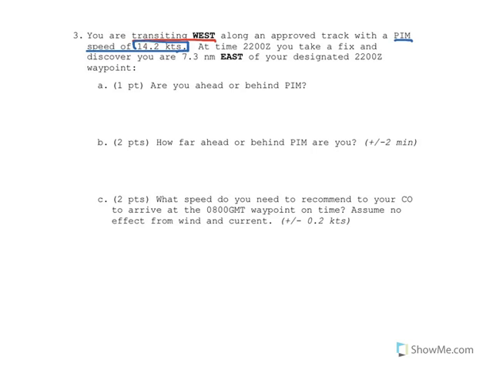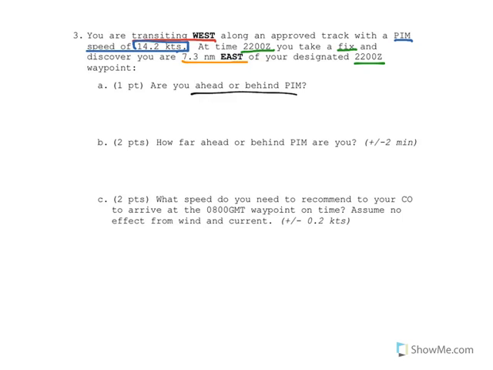And we'll also always give you the speed, PIM speed. That is your speed of advance, not the speed that you have ordered up, but the speed that you planned your voyage at. So it's speed of advance. We'll also give you what time you took your fix at, in this case 2200 Zulu or GMT, and what time the waypoint is that you're going to. We'll also give you how far away from that waypoint you are. So in this case, you are 7.3 minutes east of your designated waypoint.